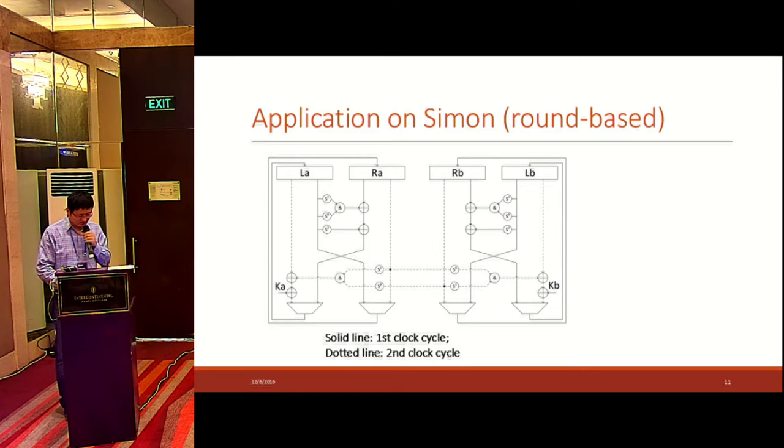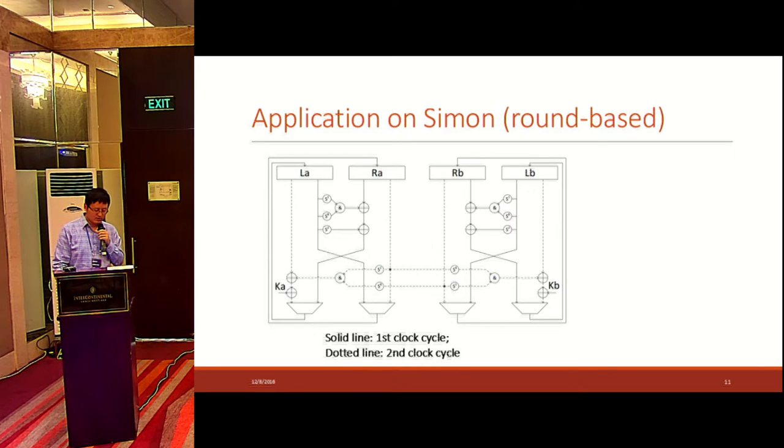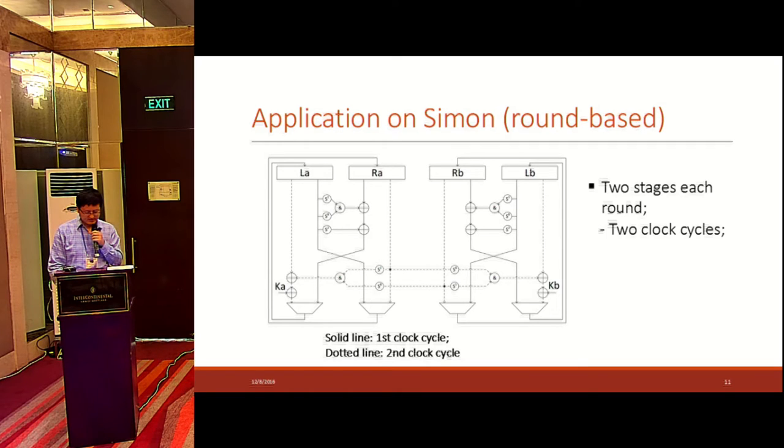And this calculation is also broken into two stages. And here the solid line means the first stage, and the dotted line means the second stage. And in both stages, we make sure that the three requirements are satisfied to make it a valid TI implementation. But this implementation is not a pipeline version, because at each clock cycle, the output will be written back to the registers. Which means each round will use exactly two clock cycles. So the whole encryption will use twice as many clock cycles as the unprotected Salmon.